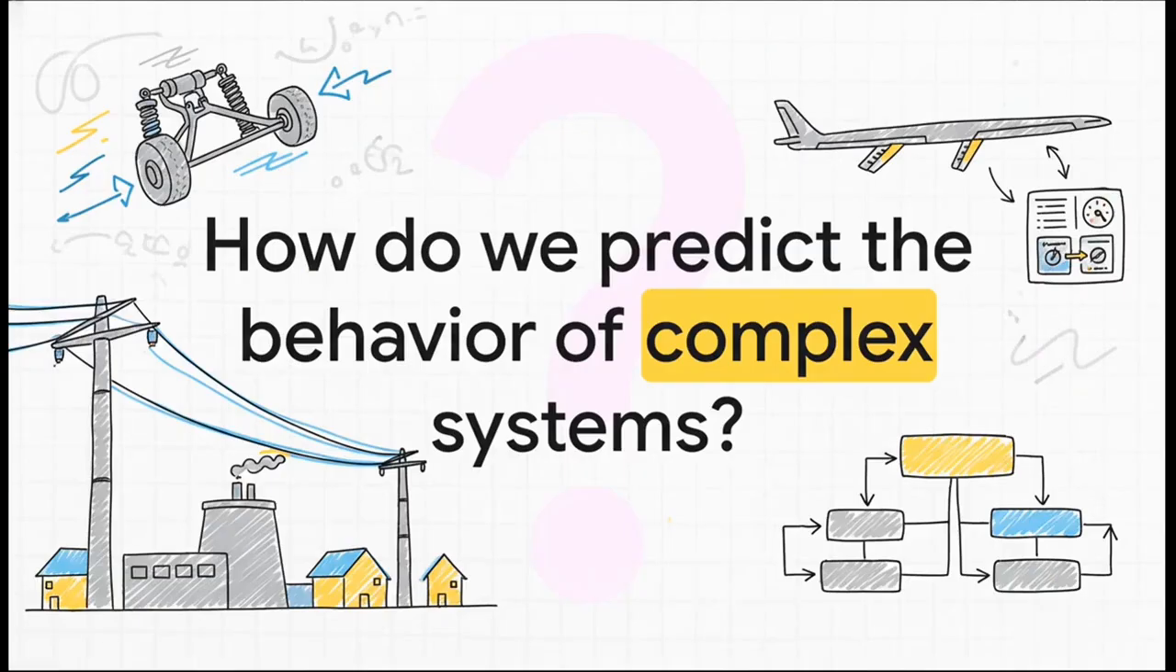Think about it. The suspension in your car, the power grid keeping the lights on, the control systems in a jumbo jet. We're surrounded by these incredibly complex dynamic systems. So the big question is, how do engineers even begin to predict what they're going to do? How do they make sure they're stable and maybe most importantly, safe?